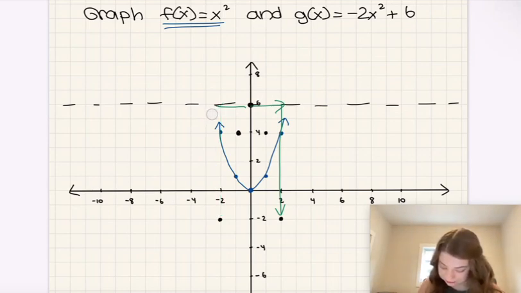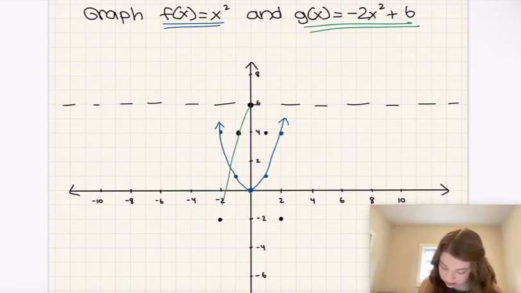Okay. And now I'm just going to draw those points. We'll do this one in green, this graph here. And there we go.